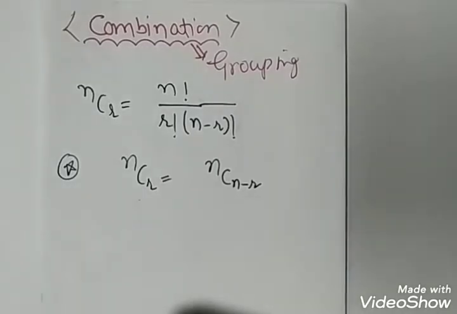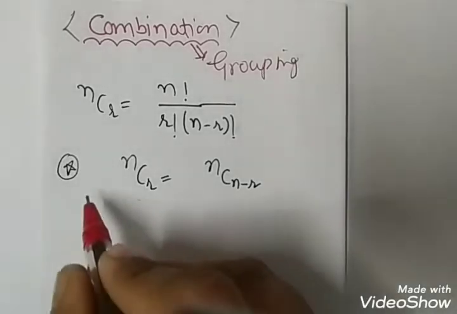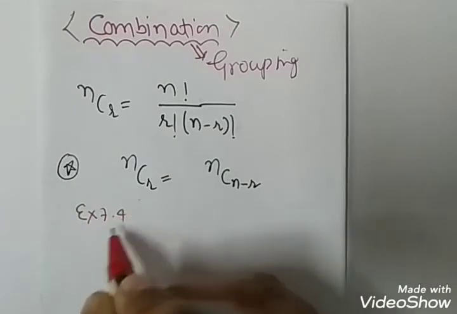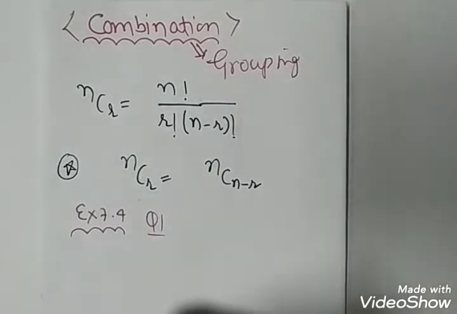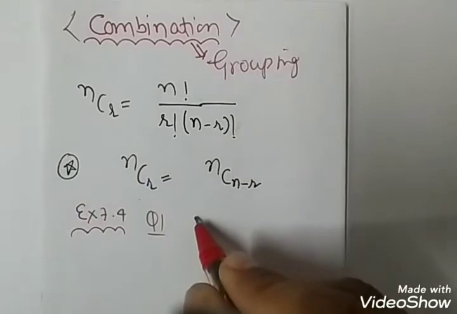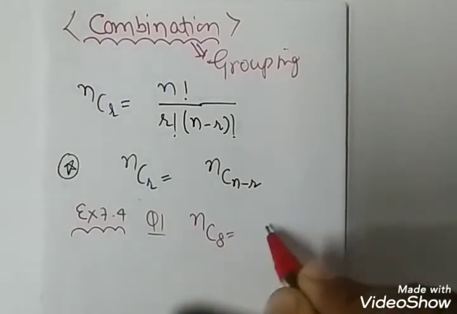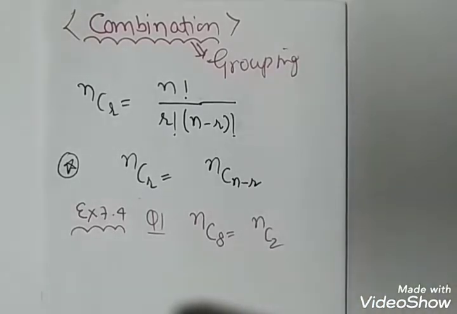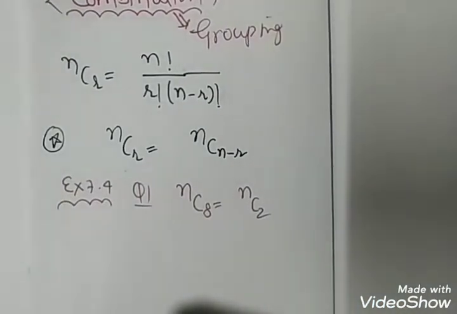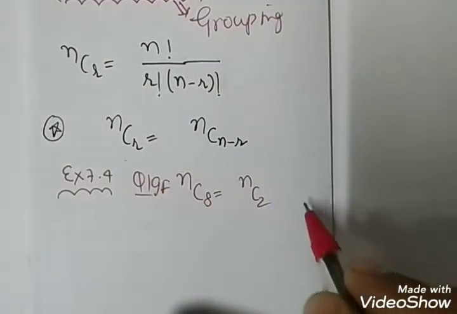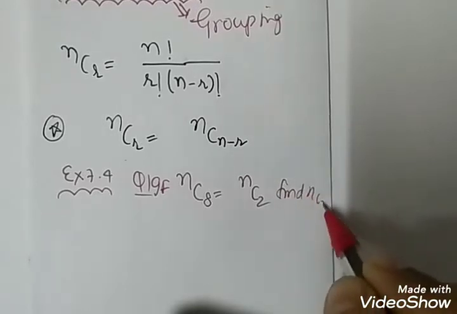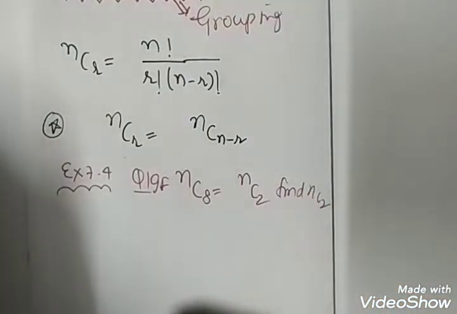Let us start with exercise 7.4 of NCERT, question number first. Put your NCERT along with you so that you are able to understand each and every question comfortably. It says, if nC8 is equal to nC2, find nC2. This is the question.